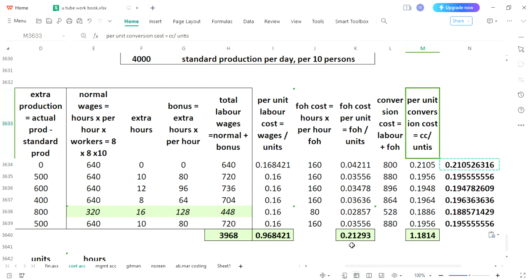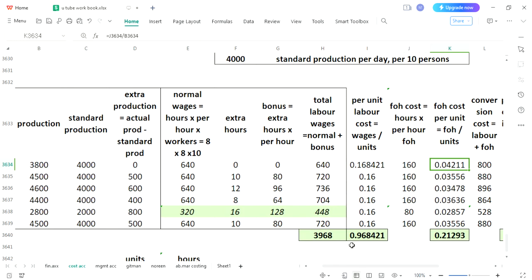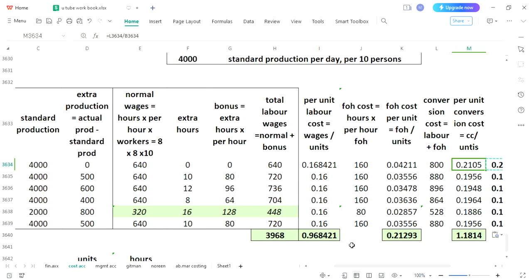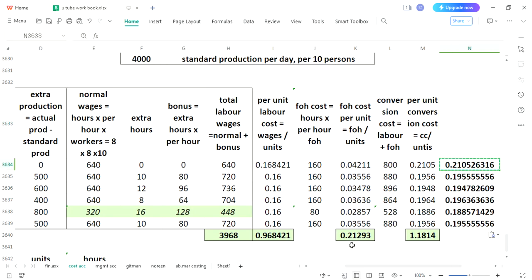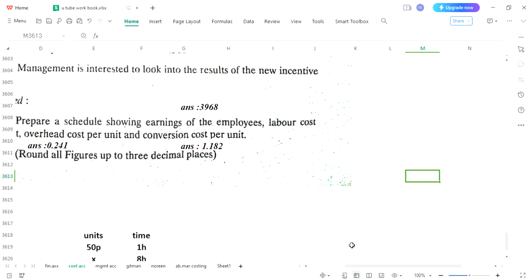Per unit, whenever you calculate, you will be dividing amount by units. Amount of conversion cost was 800, number of units produced 3800, so you simply divided 800 by 3800, with which you have calculated this per unit cost, and the same formula was used for next day calculations. This was just to make you understand. Now it's unnecessary to be written over here, we can delete it. One thing left, we have to see the answer of this per unit conversion cost, 1.18. Here you can see your answer is 1.18.